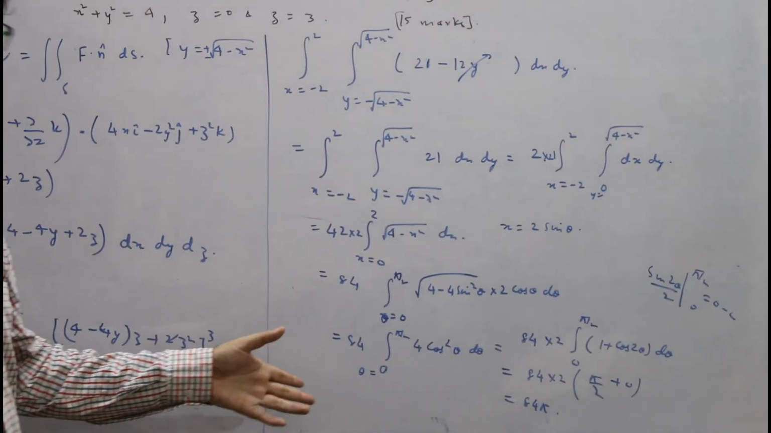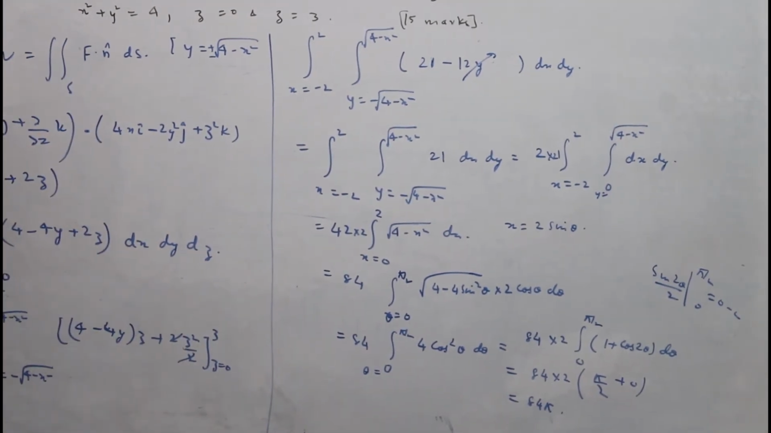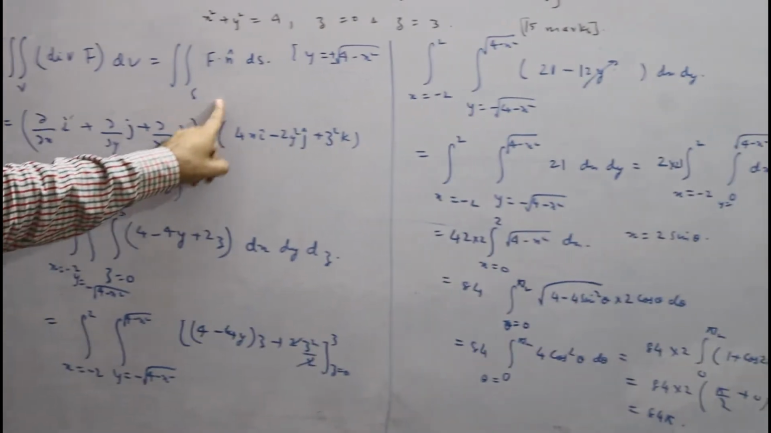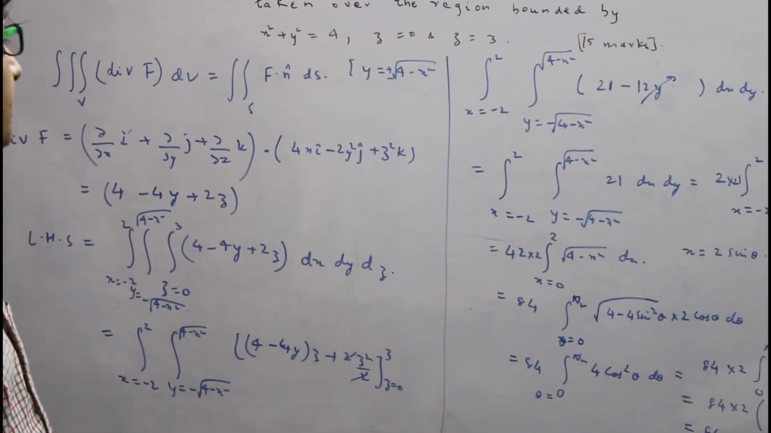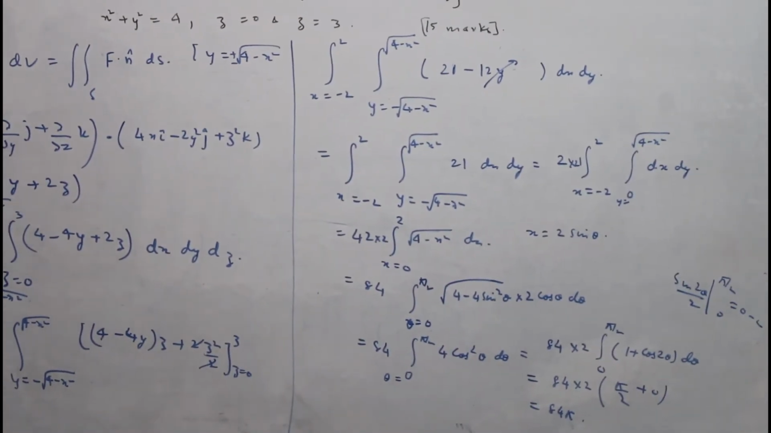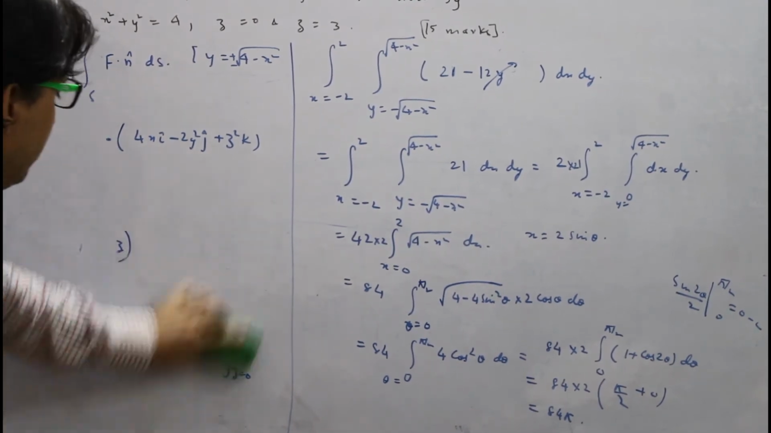But our work is not completed because we have to verify this. We have just verified the LHS. Now we also have to show that our RHS, that is over the surface area, gives the same value. So we are going to start with the right hand side and prove that the integral value is 84 pi.